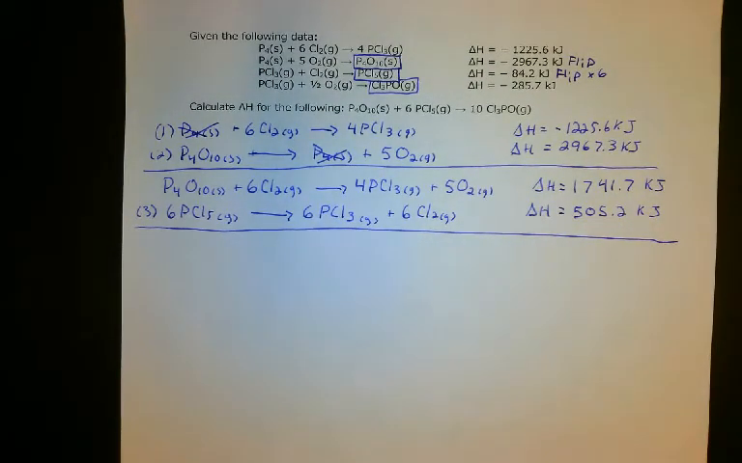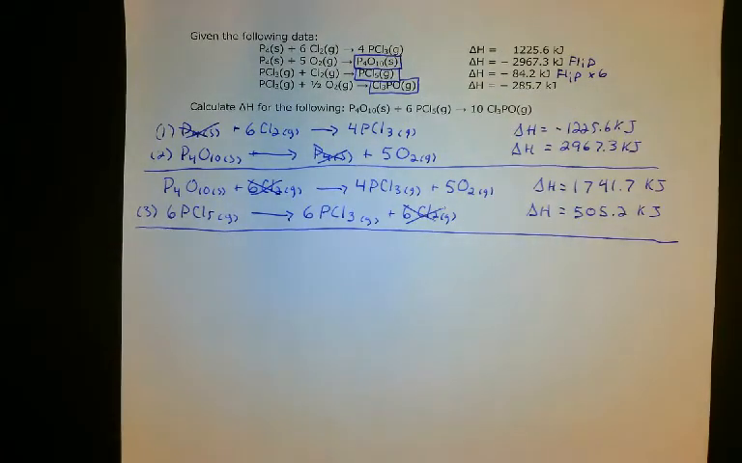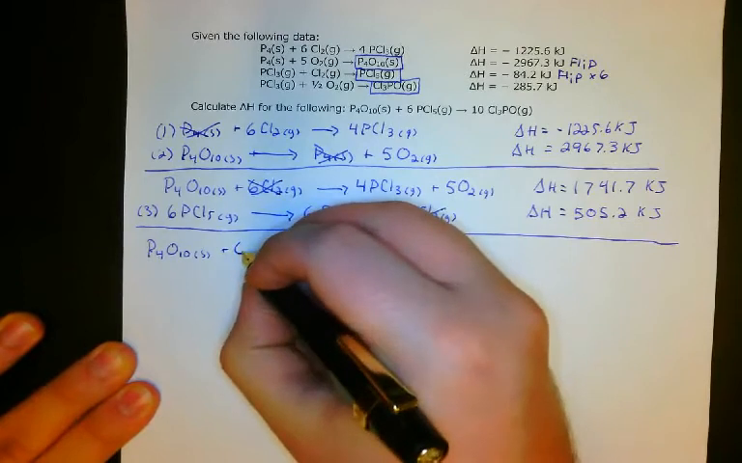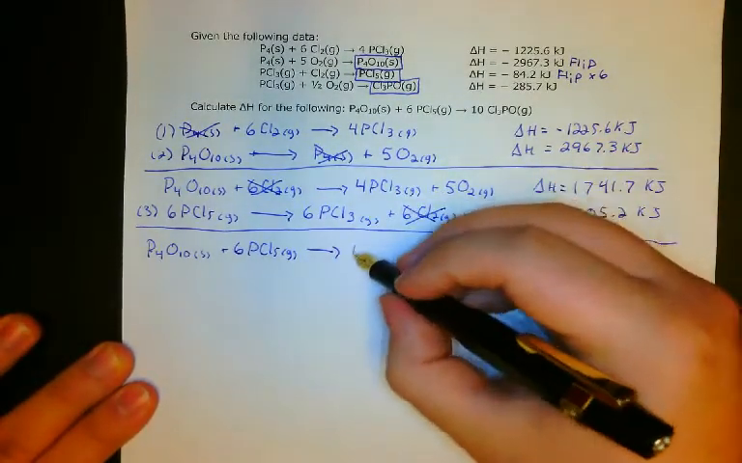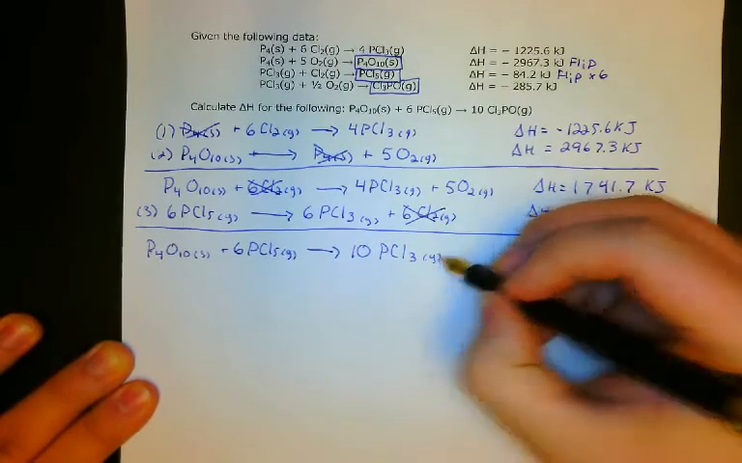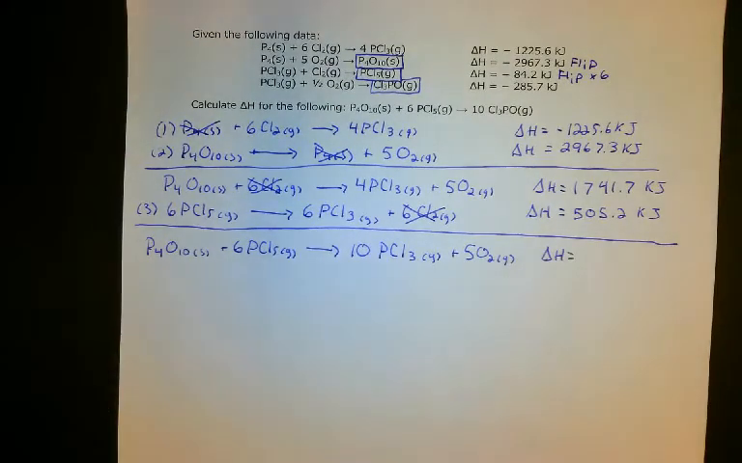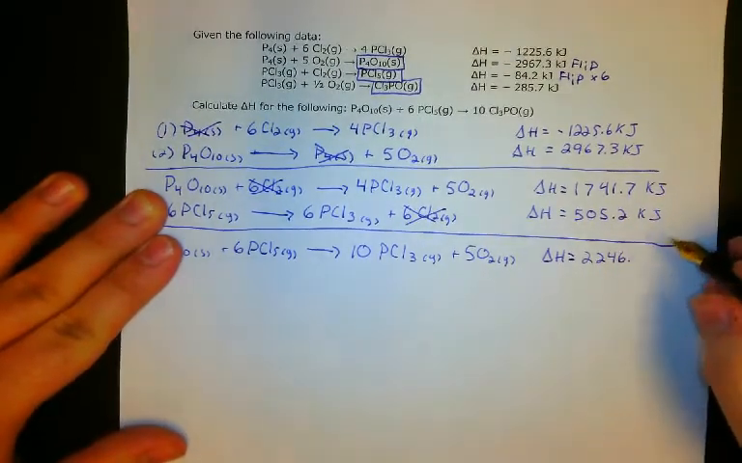Is there anything I can cancel on both sides that are the same? I'm sorry, on opposite sides that are the same. Yeah, 6Cl2 is the same on both sides. It's gone. So when we combine all our stuff together, we have P4O10, we have 6 PCl5, I have 4 PCl3 and 6 PCl3, so I have 10 PCl3, and then I also have 5O2. And my change in enthalpy at this point will be 1,741.7 plus 505.2. So we're up to 2,246.9 kilojoules.